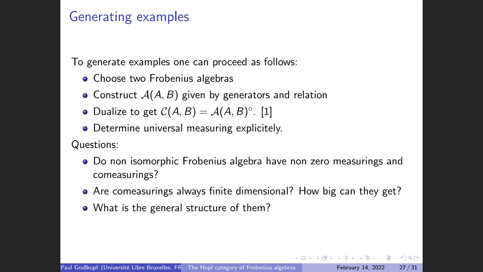So there's a few questions we were posing ourselves before starting on working on these examples. In the case of Frobenius algebras and Frobenius algebra morphisms, since every morphism is invertible, we know that between non-isomorphic Frobenius algebras we don't have any morphisms. So if we consider this wider class of maps, do we still have the same behavior? Do all these Hom spaces, these co-measuring spaces between different non-isomorphic Frobenius algebras, are they zero?